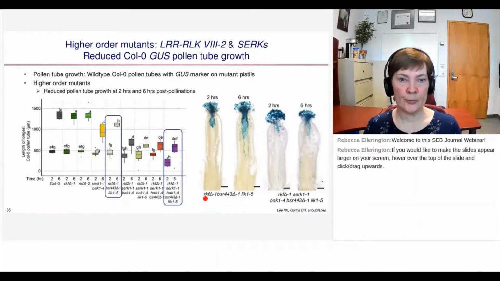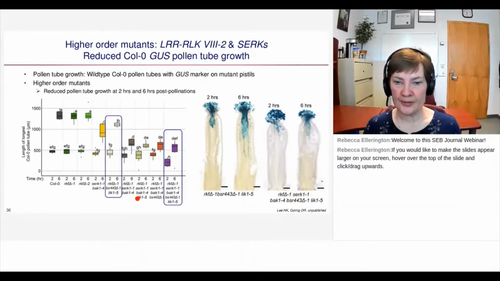Okay, so we also see reduced pollen tube growth, and this did become more significant as we knocked out additional members. If you remember, when we knocked out Circ1, BAC1, there was a decrease in the length of the wild-type pollen tubes compared to Columbia and the RKF delta mutants, and this was at 6 hours. And then when we combined them with Circ1, BAC1, we saw a further decrease in the pollen tube length.